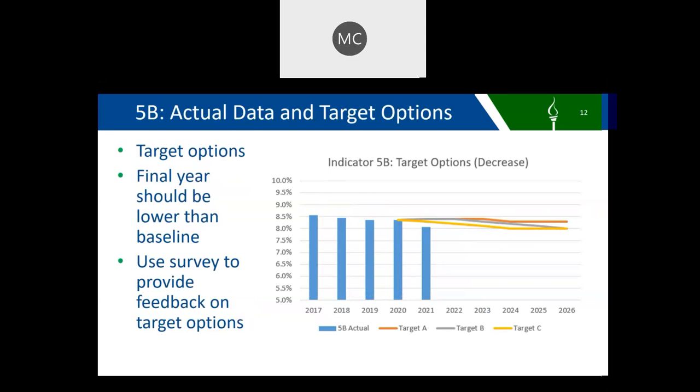This shows actual data for indicator 5B for 2017 through 2021 in the blue bars. The first target option, A, is the orange line that shows a slight decrease through 2025-26. Option B is a gray line that shows a little more of a decrease over time. Option C, the yellow line, has a faster decrease but then levels out.